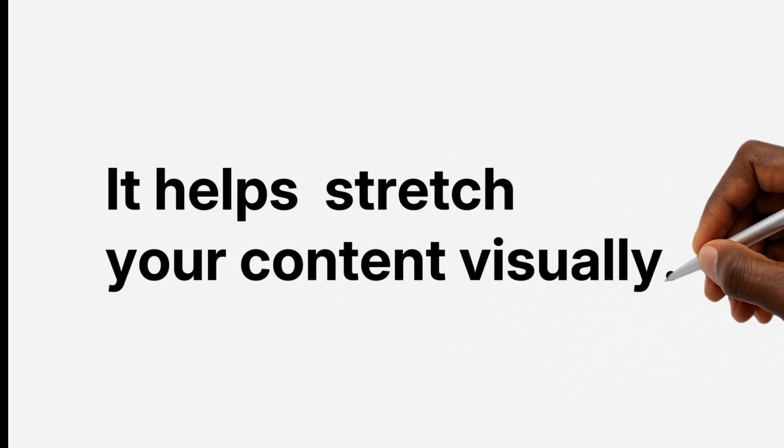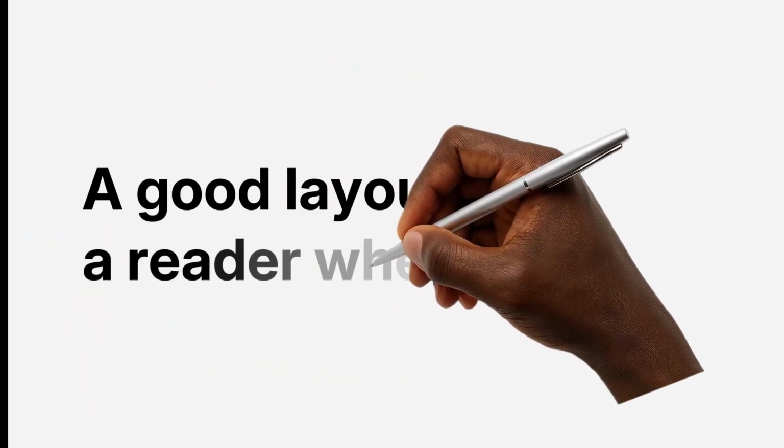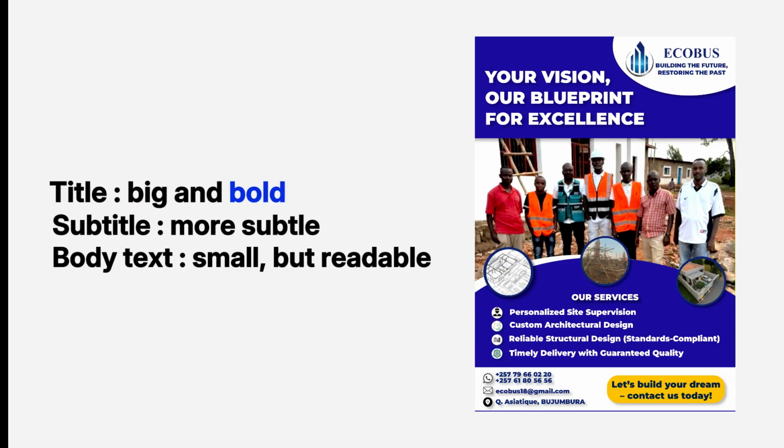Now, let's talk about typographic hierarchy. It helps structure your content visually. A good layout tells the reader where to start, what to focus on, and when to stop. Usually, 3 levels are enough: title, big and bold; subtitle, more subtle; body text, small, but readable.